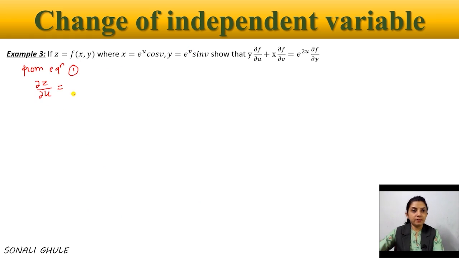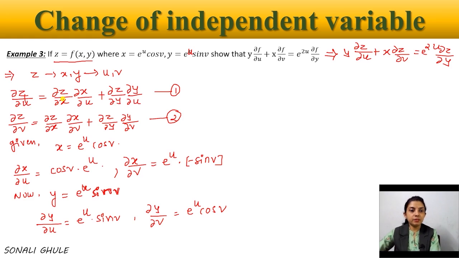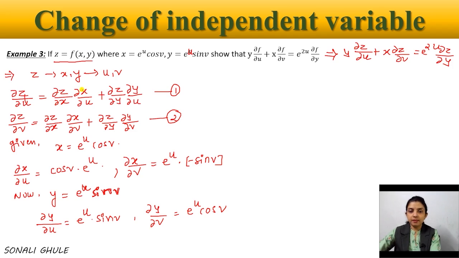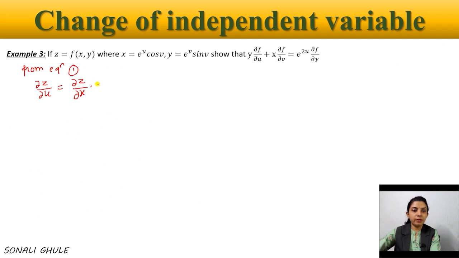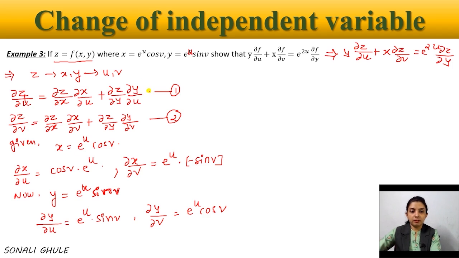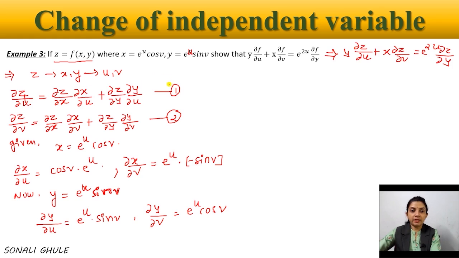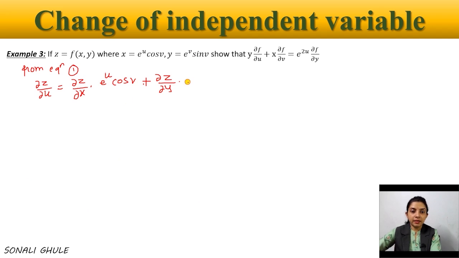So here I can write z with respect to u: z with respect to x, then x with respect to u. What is x with respect to u? Here it is. That value we have to put: e to the power u cos v plus, now see, z with respect to y, y with respect to u. So first write z with respect to y and then y with respect to u. This is your y with respect to u. So I can write here e to the power u sin v.